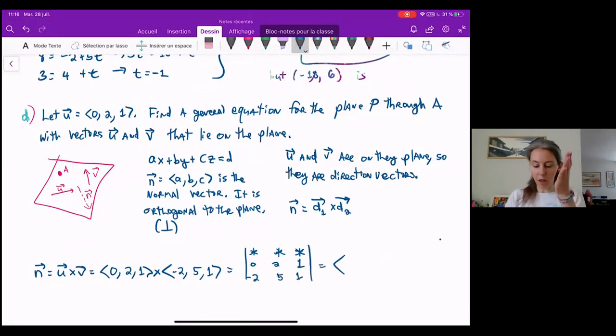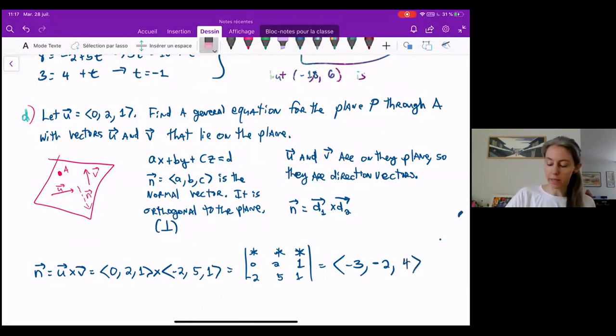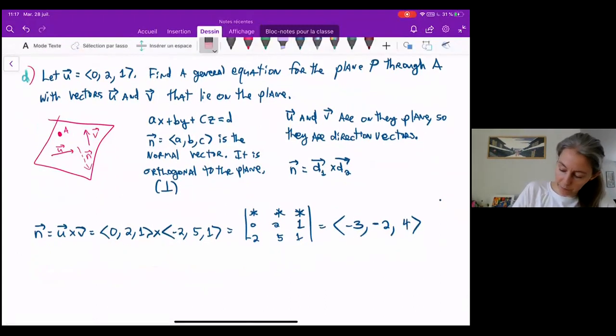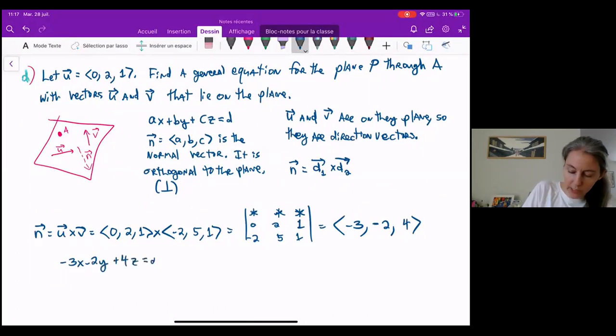Cross out the first column, and I get 2 minus 5, that's negative 3. Cross out the second column, I get 0 minus negative 2, that's positive 2, that I multiply by negative 1. Cross out the third column, I get 0 minus negative 4, so that's positive 4. This is my normal vector. So then I have negative 3x minus 2y plus 4z is equal to d.